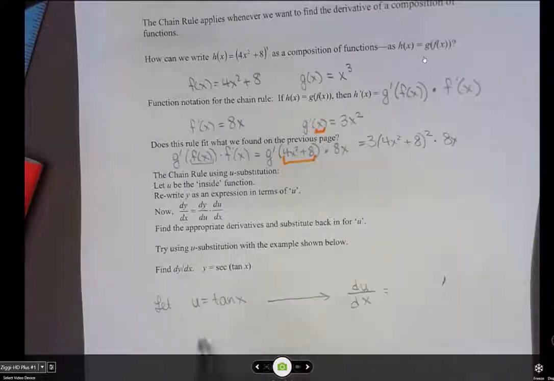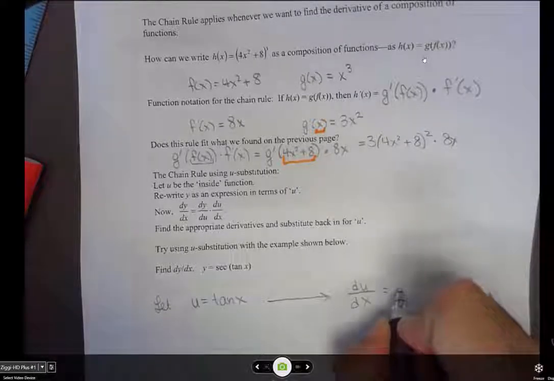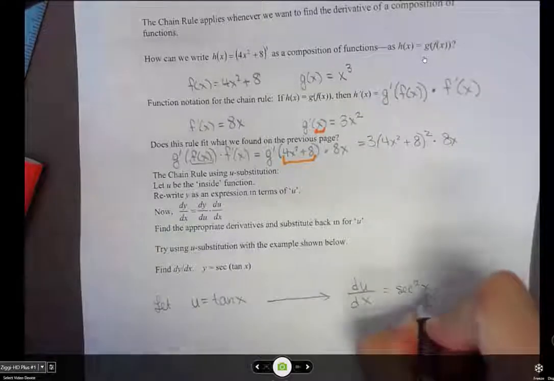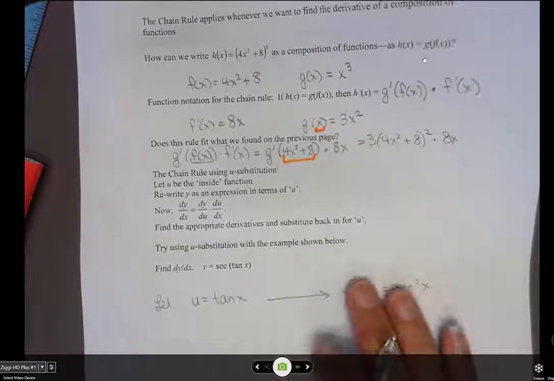And then you just take the derivative of this expression. So what's the derivative of tan x? Remember, that was from the previous section. That's secant squared. And we don't use this yet. We'll use this at the end. I just want to do the work as I go along.